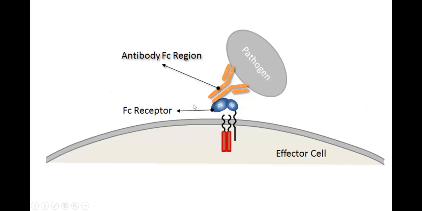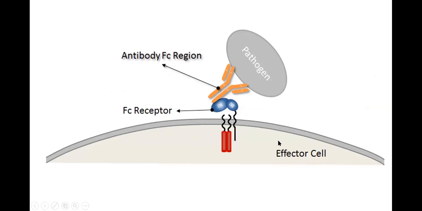So given that scenario, if you superimpose the same cellular communication, cell signaling, on antigen-antibody interaction, this is how the mechanism of immune response happens. This is the FC region of the antibody. The pathogen is already recognized by the antigen recognizing site, FAB. This is the FC region, and then this is the receptor on the effector cell.